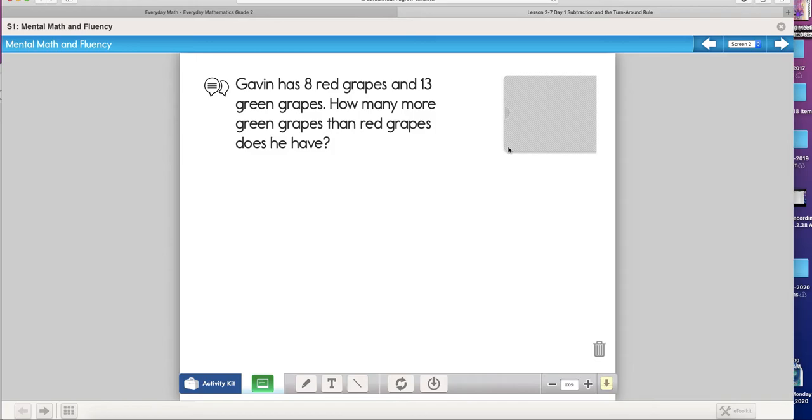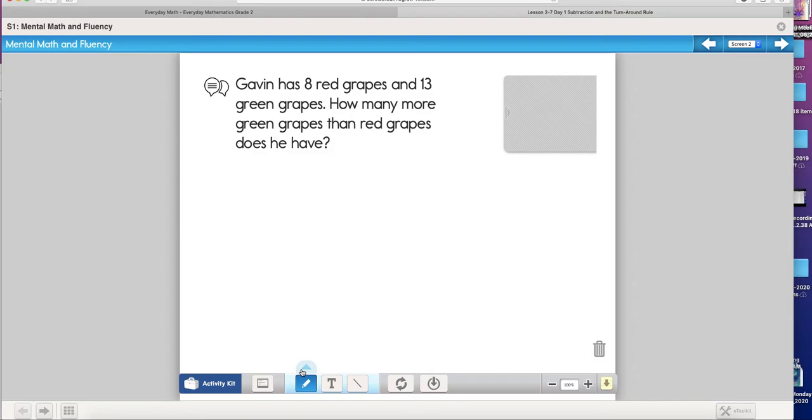Gavin has 8 red grapes and 13 green grapes. Listen to the question before you raise your hand. How many more green grapes than red grapes does he have? I'll get my pen ready for this one. Anybody want to give that one a try?